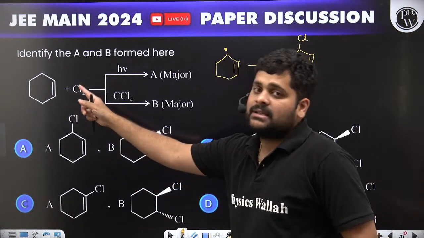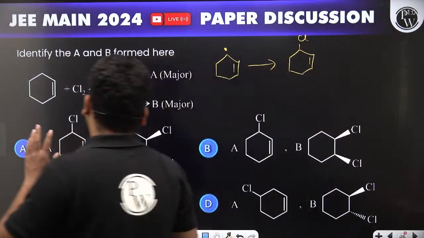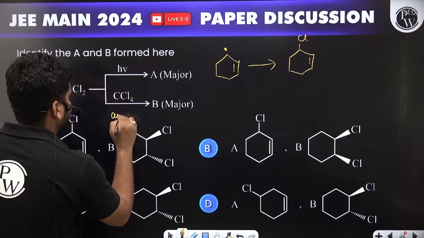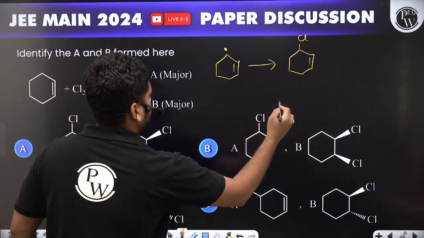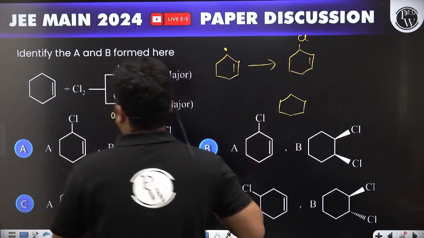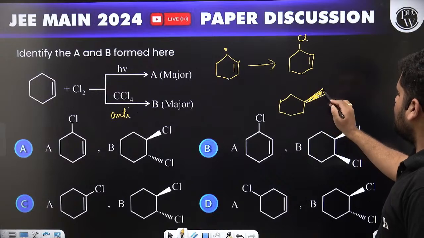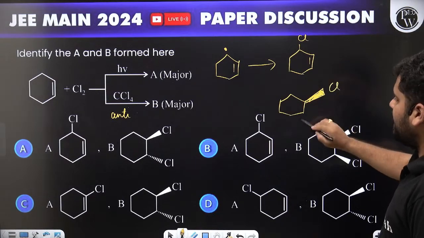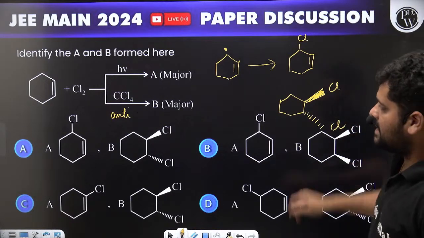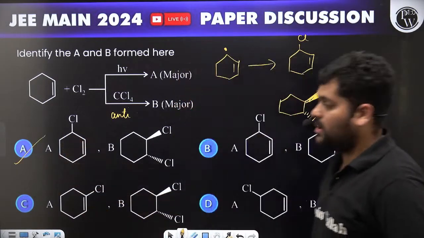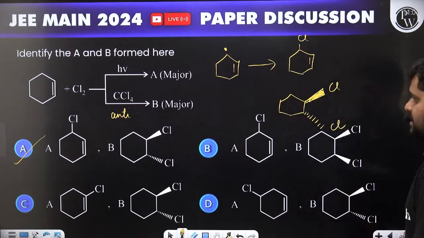Next one, we have Cl2 in the presence of CCl4. Now here you are going to get an anti-addition product. So for this particular part, you are going to get a ring over here anyways. Apart from that, you have a Cl over here. Since it is an anti-addition, the other part is going to be represented in this way. So in this case, the correct answer for this question is option A. Okay, now moving on to the next one.